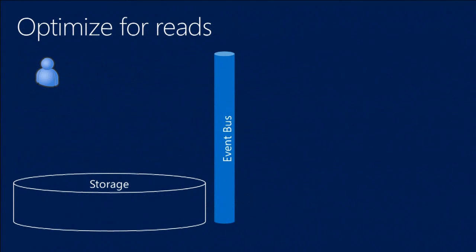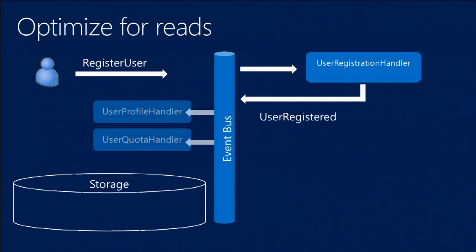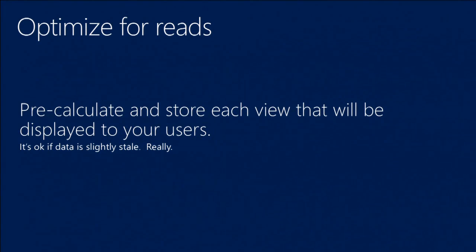All right, let's talk about optimizing for reads. So remember, this is how CQRS works. A command comes in for the user, something like register user. It's dispatched to our handler. The handler actually raises an event that says the user was registered back to the event bus. Our event handlers pick those up, and they respond to that. They then write the data to storage, and those are more or less directly returned to the user. That's read optimization.